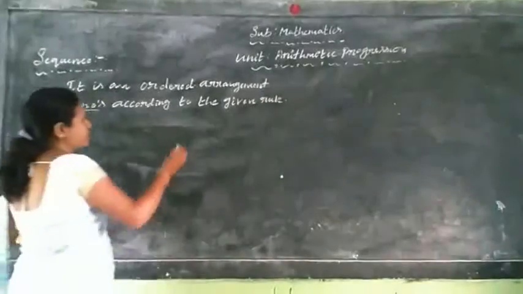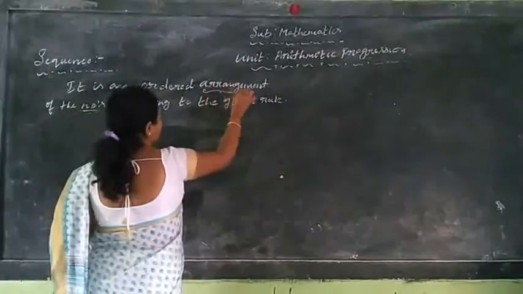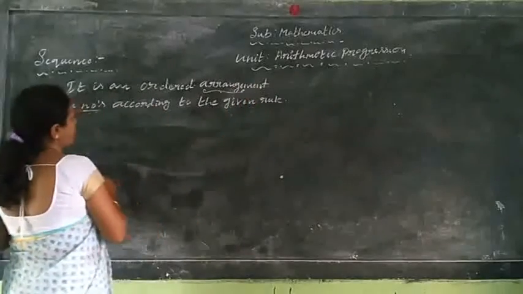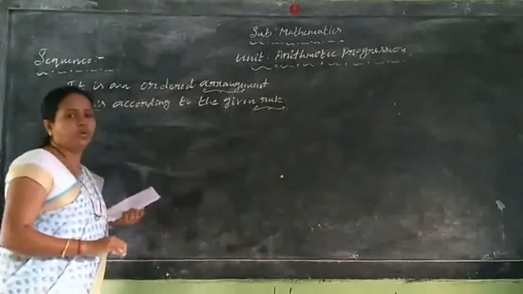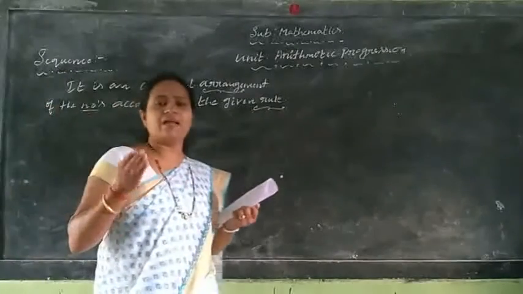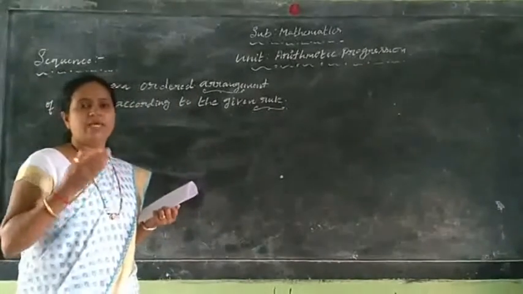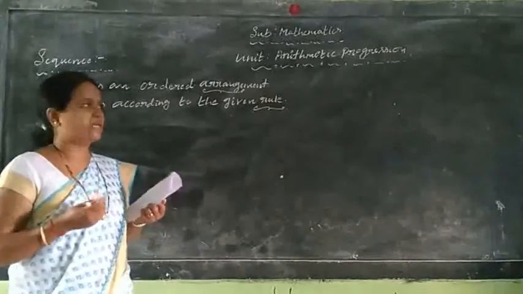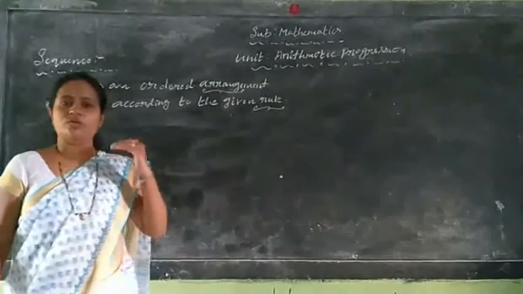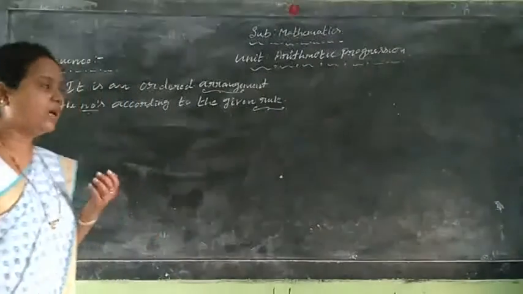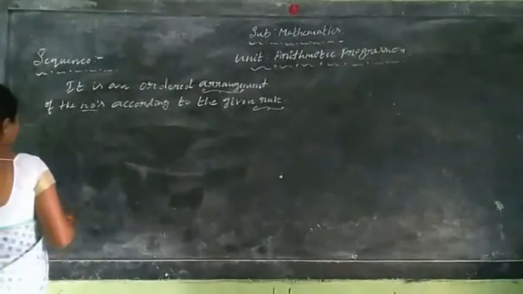Just listen carefully, children. Here you have to observe the two words carefully, that is arrangement and rule. Arrangement means we can arrange the numbers in two ways. It may be ascending order or it may be descending order. Rule means here there will be some rule, and according to that, we have to arrange the numbers. I will give some examples so that we can understand properly.